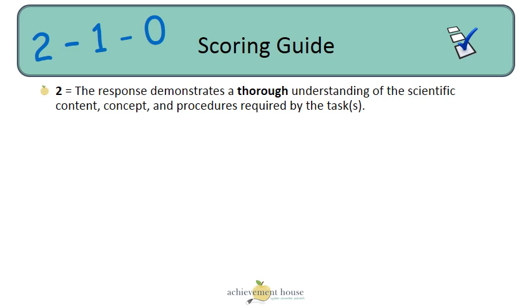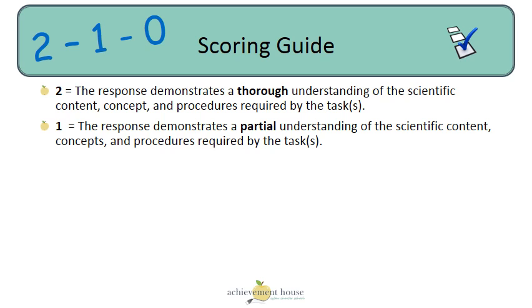If you get 2 points on your constructed response, that means your response demonstrates a thorough understanding of the scientific content, concepts, or procedures required by the task. That means that you thoroughly or fully answered all parts of the constructed response question. You gave the scorer exactly what they were looking for.